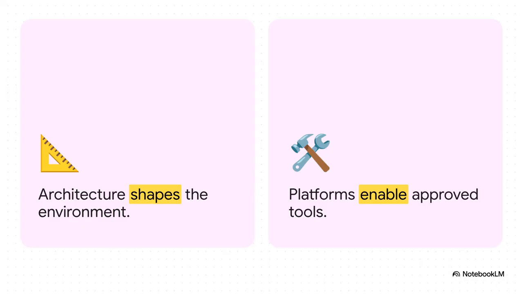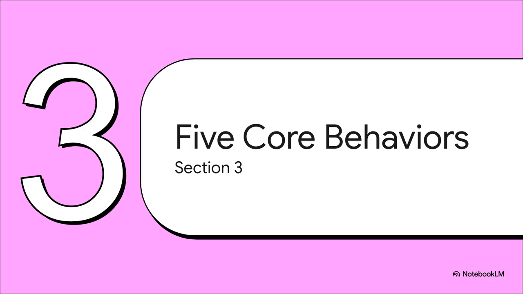To put that into perspective, think of architecture like the blueprint and the structural foundation of a building, right? It shapes the environment. Platforms, which is the next capability we'd look at in the framework, are like the actual rooms and the tools inside where the work gets done. Basically, architecture shapes, platforms enable. It's a really important boundary line to draw. All right, Section 3, the 5 core behaviors.